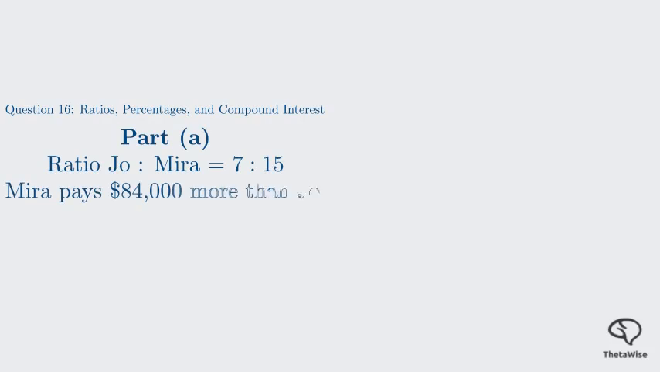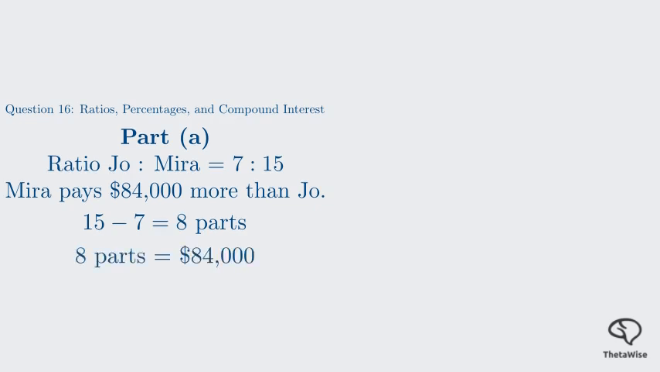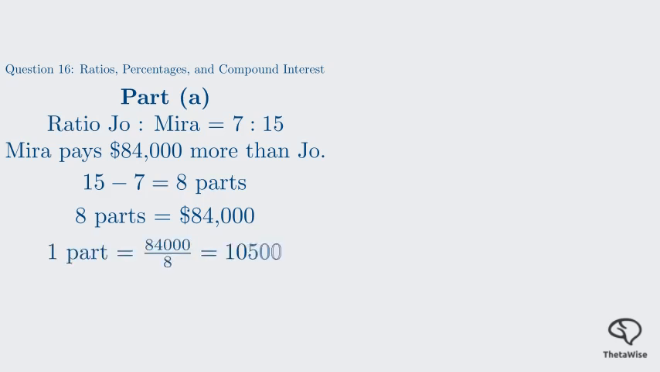Question 16 covers ratios, percentages, and compound interest. In part A, we have a ratio of Joe to Mira of 7 to 15. Mira pays $84,000 more than Joe. We need to work out each payment. In a ratio of 7 to 15, the difference in parts is 8. We are told these 8 parts represent $84,000. Divide to find the value of one part.